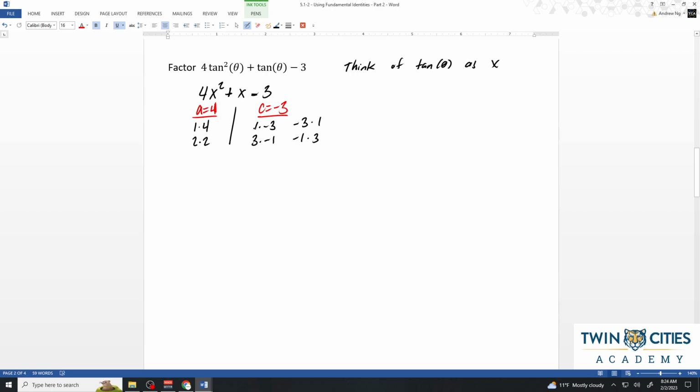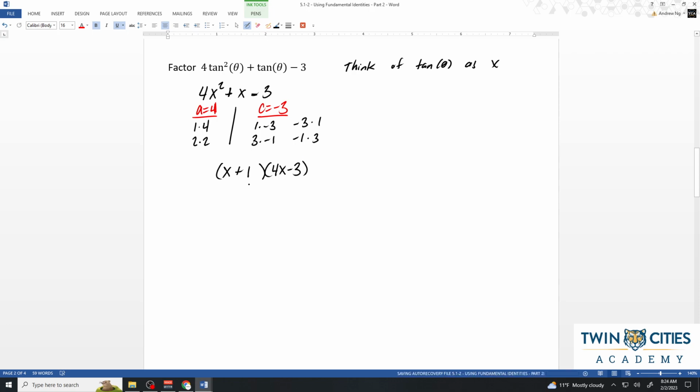1, 4, and 1, negative 3 means that this would factor to a set of 2 binomials. 1, 4 means x here and 4x here. And 1, negative 3 would be plus 1 on the left and then minus 3 here on the right.